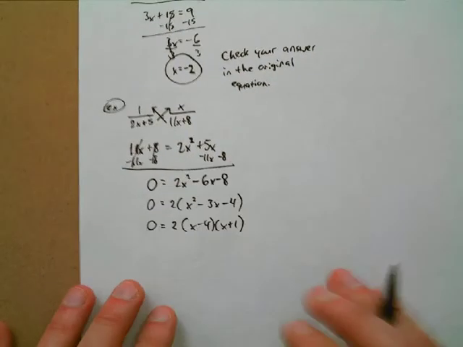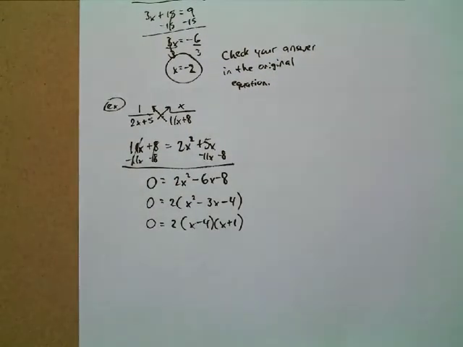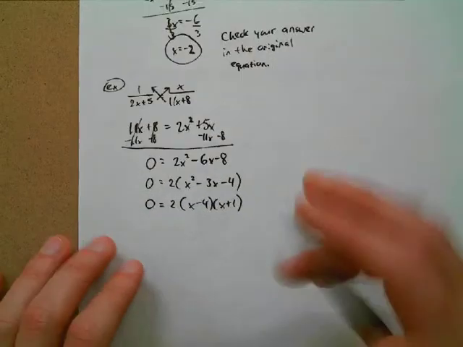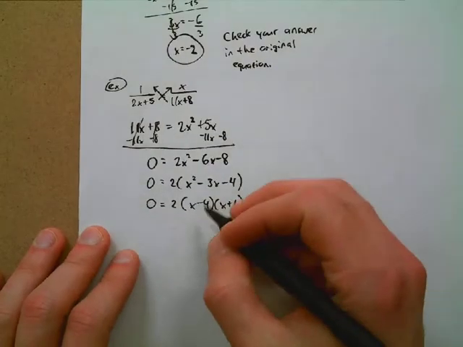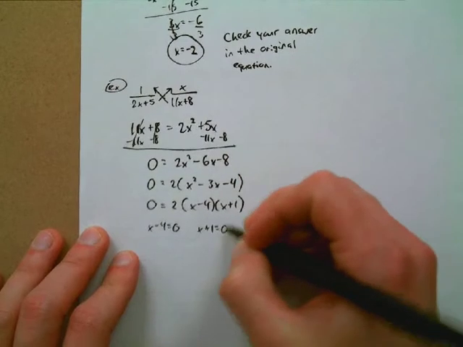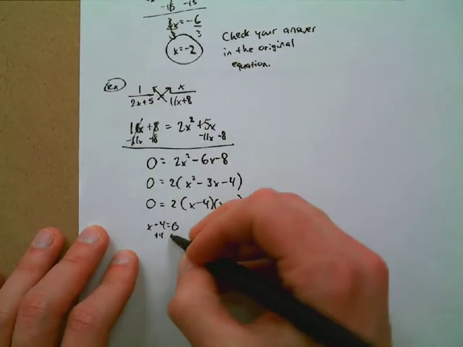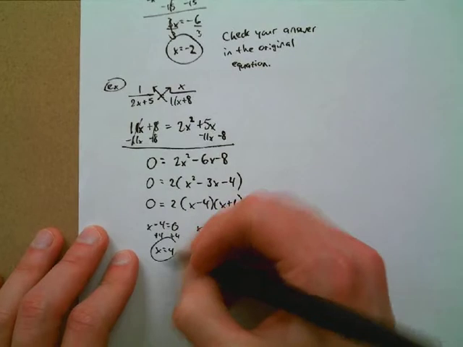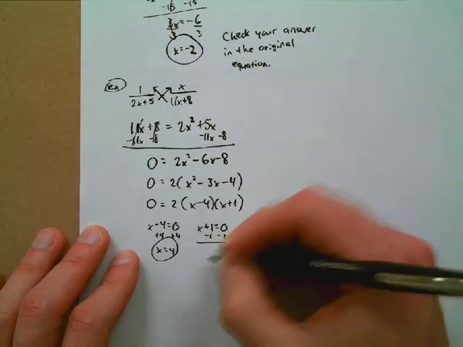Okay, now that it's factored, what do we do with each factor? Set them equal to what? 0, yeah, exactly. Zero product property. X minus 4 is going to equal 0. X plus 1 equals 0. We're going to add 4 to both sides. We get x equals 4 as an answer. We'll subtract 1 from both sides. You get x equals -1.